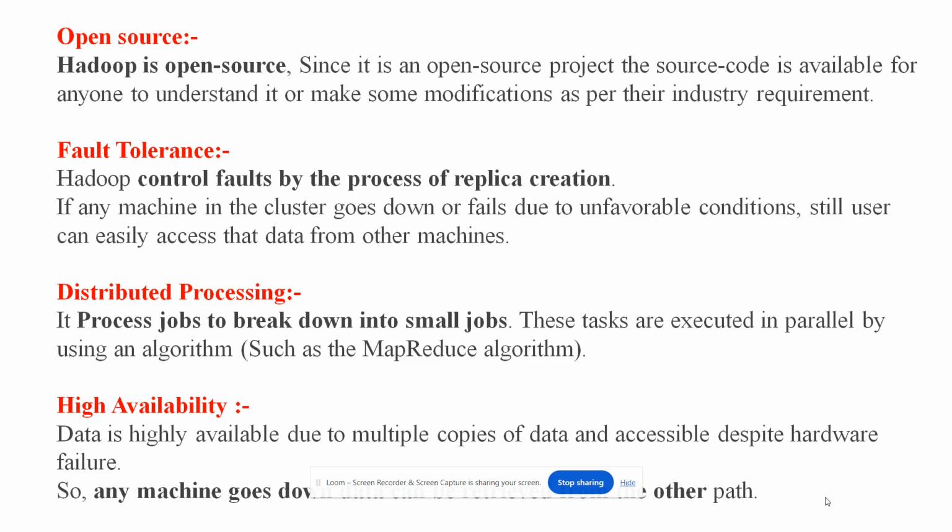Fault tolerance. Hadoop controls faults by the process of replica creation. Here, replica creation means it creates duplicate data. In OS, we usually study creating mirroring of hard disks, so that if data is lost sometimes, you can get back the data using that mirroring effect. Similarly, here with replica creation, under any problems, if the data is lost, you are able to collect the data easily. So fault tolerance.